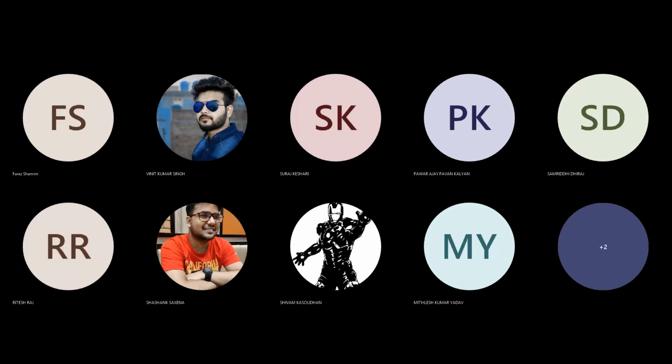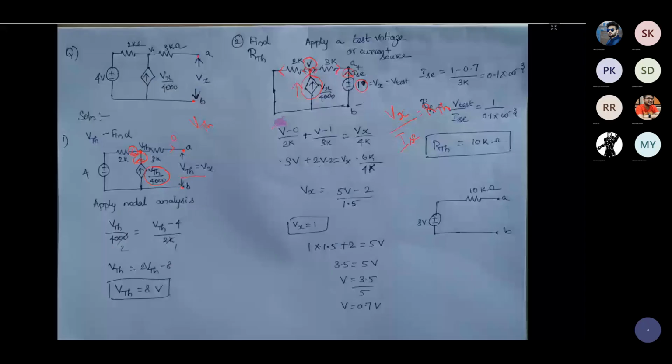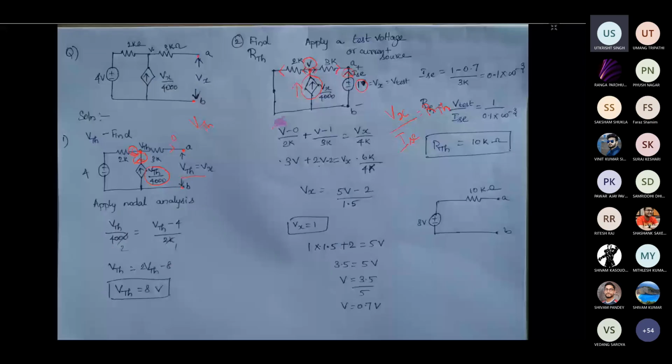Okay, so now these are the incoming and outgoing currents. This is the voltage V minus 0; you have to put a reference, so this is 0 volt. So V minus 0 divided by 2K is the current flowing through this 2 kilo ohm resistor that I have written here. Then the current flowing through this 3 kilo ohm resistor can be written like this: V, the voltage at this point, minus 1, the voltage of this voltage source, and that is equal to Vx divided by 4K, which is nothing but the incoming current.